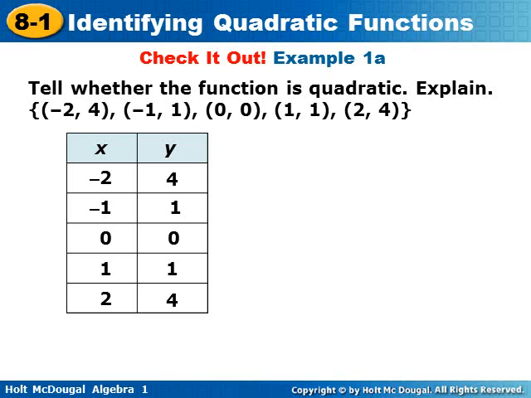Tell whether the function is quadratic, explain. They give you a table and a list of ordered pairs. They've put them into the table for you. So you need to check for a constant change in x, and then take your first differences, find second differences, and see if those are constant. Then you can check back for your answer.